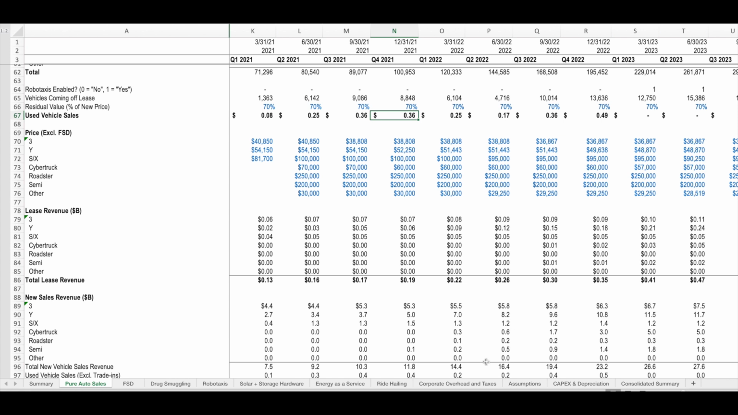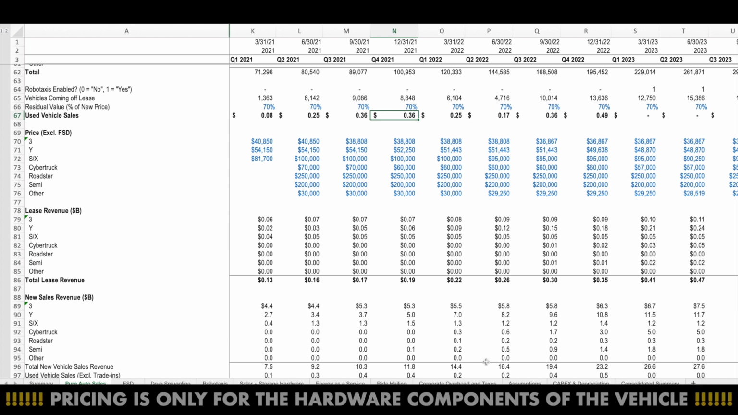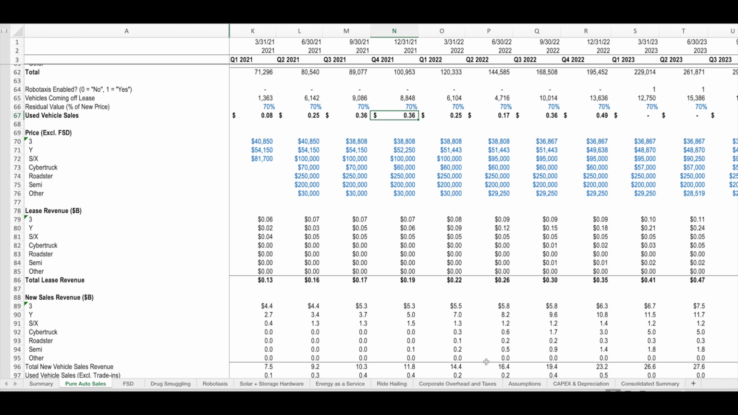Keep in mind that the pricing here is only for the hardware components of the vehicle. So full self-driving, but also acceleration boost or any of the other software upgrades that are available to users are not included in this price.